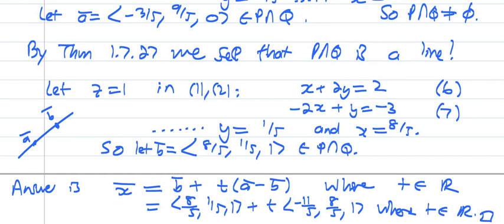So that means the intersection cannot be the empty set. Therefore, by this big theorem, Theorem 1.7.27, we know that the intersection is a line. So you need to provide evidence why the intersection of the two planes is a line. And then we proceed to find another common point, and from the two common points, we get to write down the vector equation of the line. It's a mouthful. Do practice this.